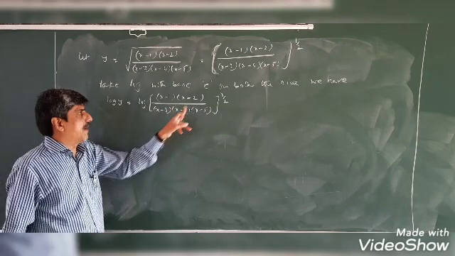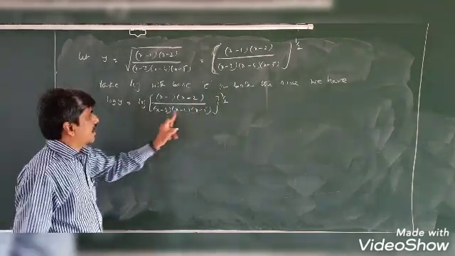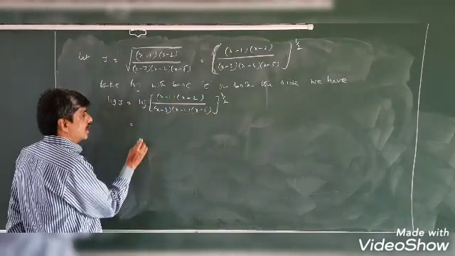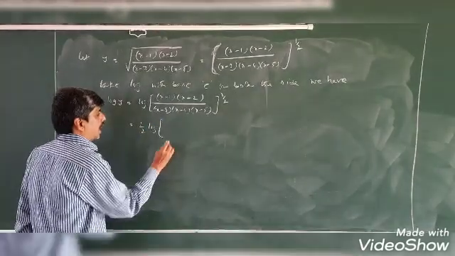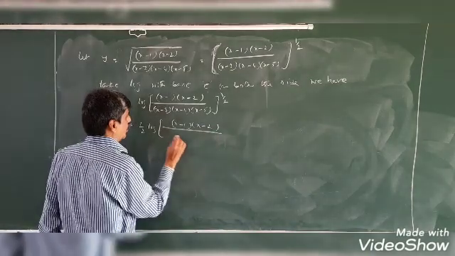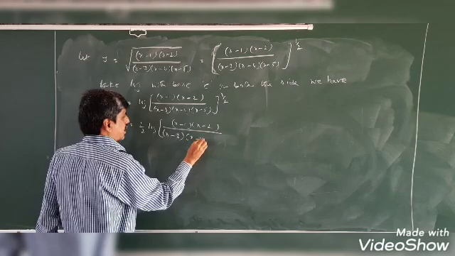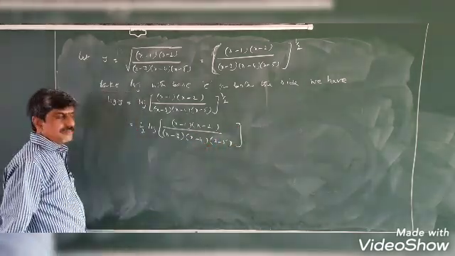Now it seems to be the formula log x power m. Log x power m we will write as m log x. So m log x means 1 by 2 into log of (x minus 1)(x minus 2) by (x minus 3)(x minus 4)(x minus 5).